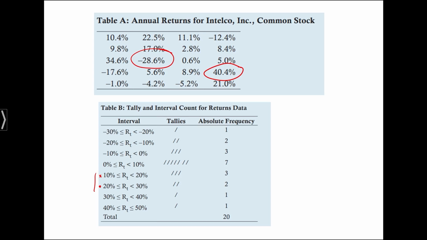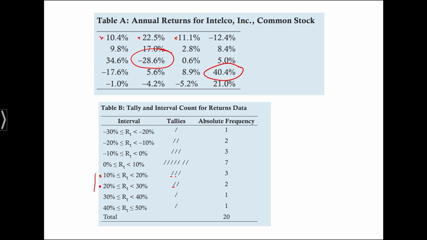Okay, then we've just gone through with tallies. So the first observation, 10.4. So we go to 10.4 and put a mark there. Second observation, 22.5. So we make a mark there. Third observation, 11.1. We make a mark there, and so on. Now, the total number of dashes we make should be 20, equal to the number of data observations that we've got. All we're then going to do is turn our tallies into absolute frequency. And this just means counting the tallies.